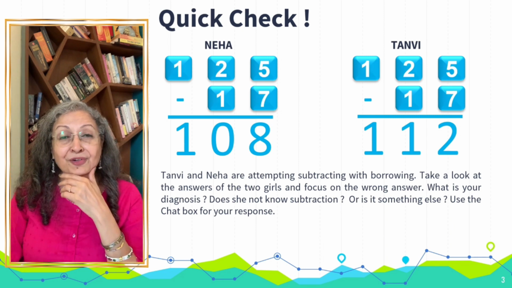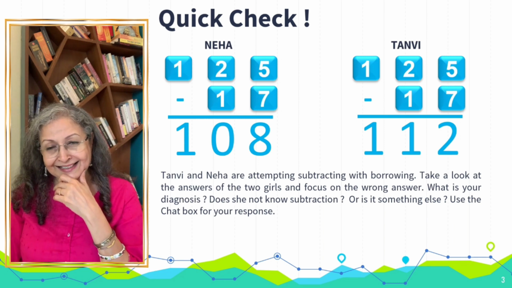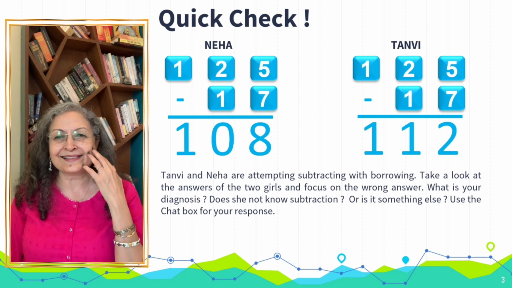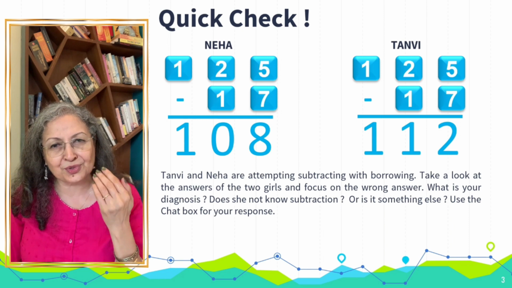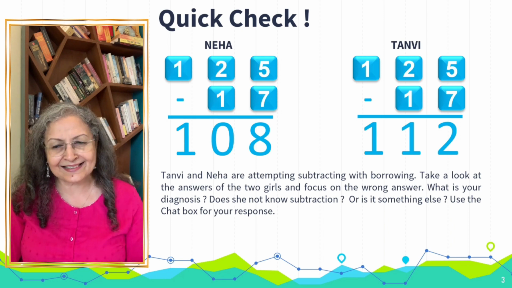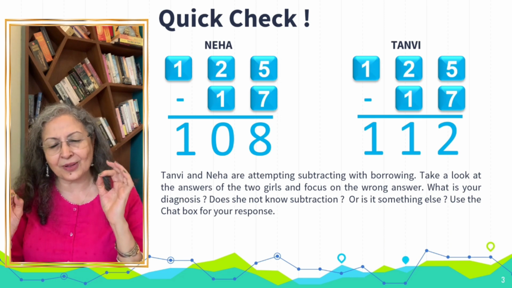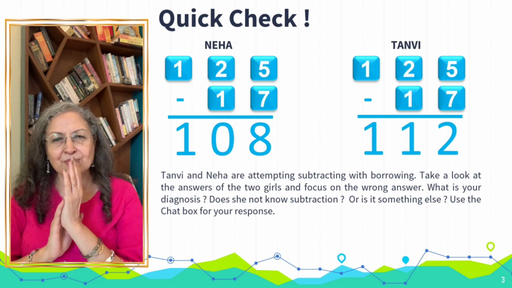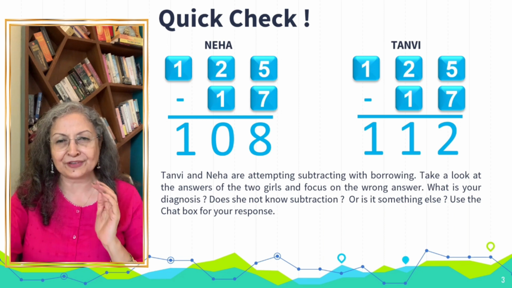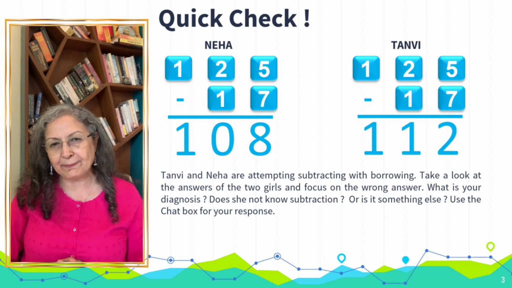Now, I'd like you to focus on the wrong answer. Clearly the wrong answer is 112. A lot of students would get that. And the right answer is 108. Let's focus on Tanvi, who's got the wrong answer, because the child who's got the right answer, let's leave her for now. What do you think is happening here?